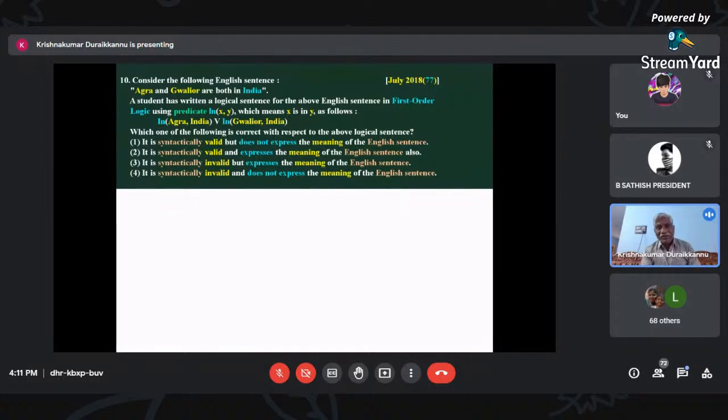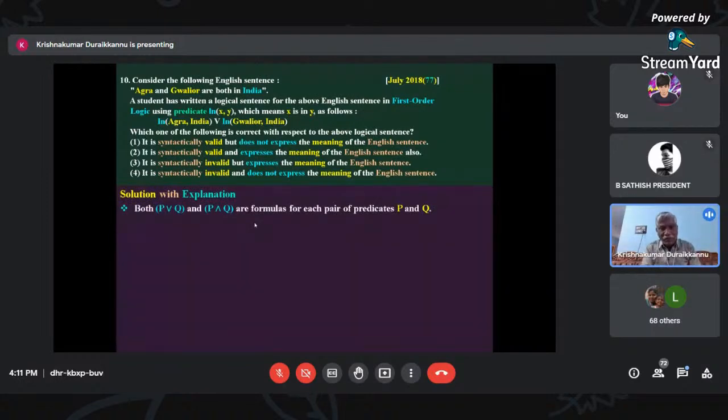So you can easily solve it. Agra and Gwalior both belong to India. Here the predicate In(Agra, India) means Agra is in India or Gwalior is in India. That interpretation is not correct because an AND should be given. So we will see that one. Here the options are: syntactically valid, does not express the meaning; syntactically valid, expresses the meaning; syntactically invalid, expresses the meaning; invalid and does not express the meaning.